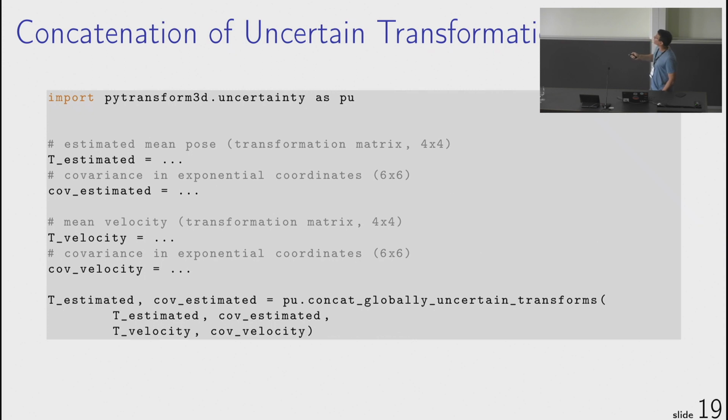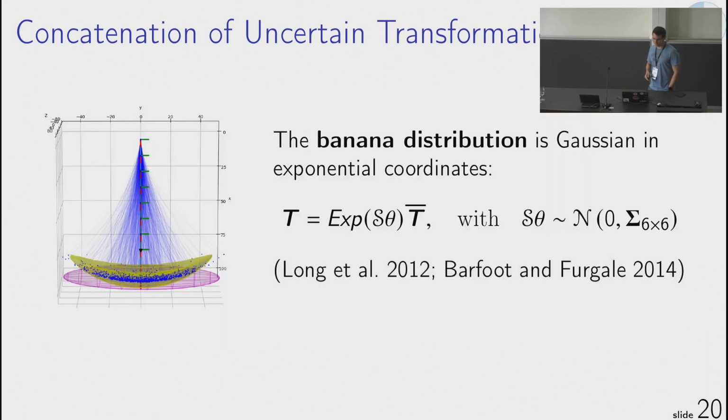And for that, you can define your pose that you currently have as a transformation matrix. You have to define the covariance of this pose as a 6x6 matrix in exponential coordinate space. And then you also define your velocity as a transformation and also a 6x6 covariance matrix of it. And then in each step, you concatenate the velocity with the estimated pose. And in the end, what you get is this banana distribution in our example.